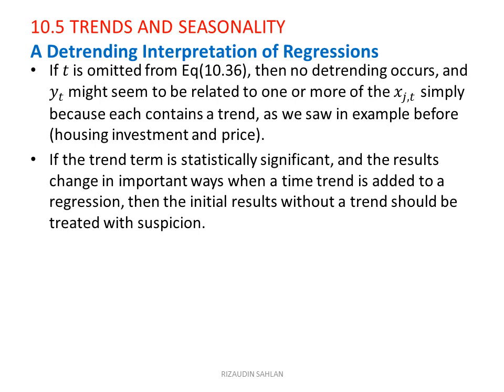If T is omitted from equation 10.36, that means there is no detrending, and Y_t might seem to be related to one or more of the X_j simply because each contains a trend, as we saw in the example before. If the trend term is statistically significant and the result changes in an important way when the time trend is added to a regression, then the initial result without a trend should be treated with suspicion.